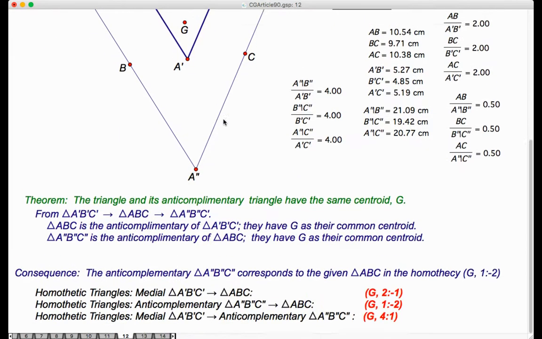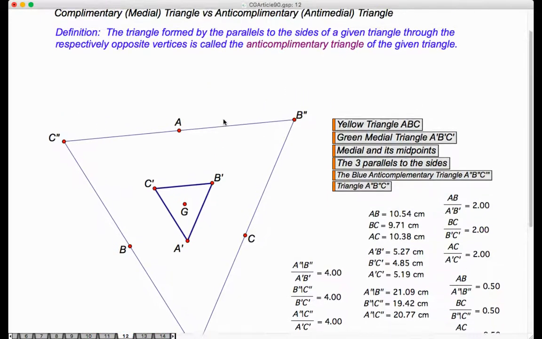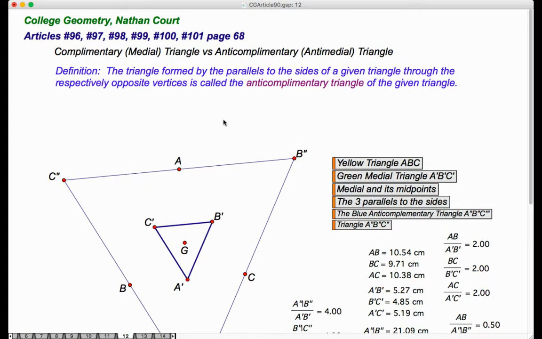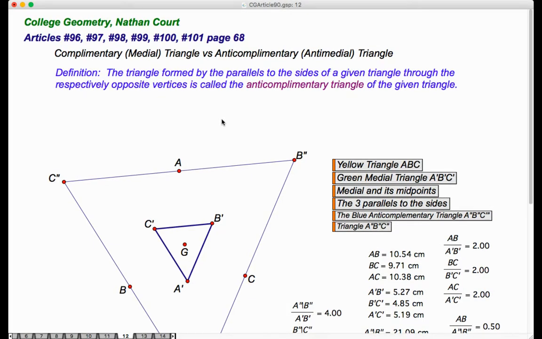Okay? And that's all about the definition and immediate consequences of the definition of complementary and anti-complementary triangles of a given triangle. Thank you very much. Bye bye.